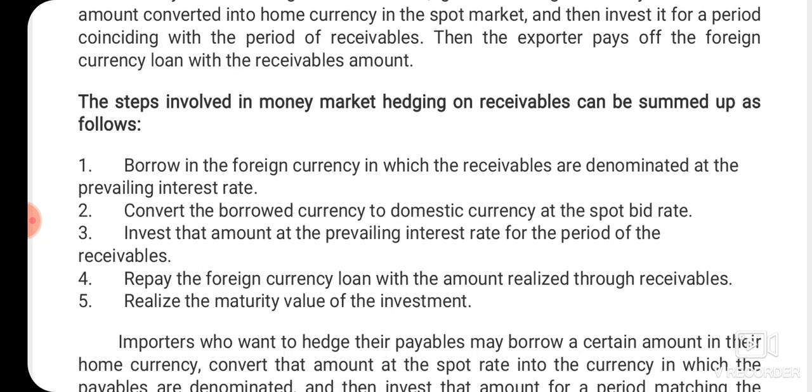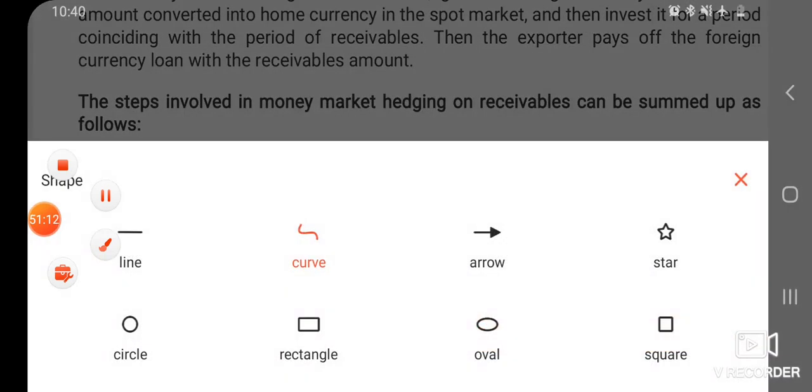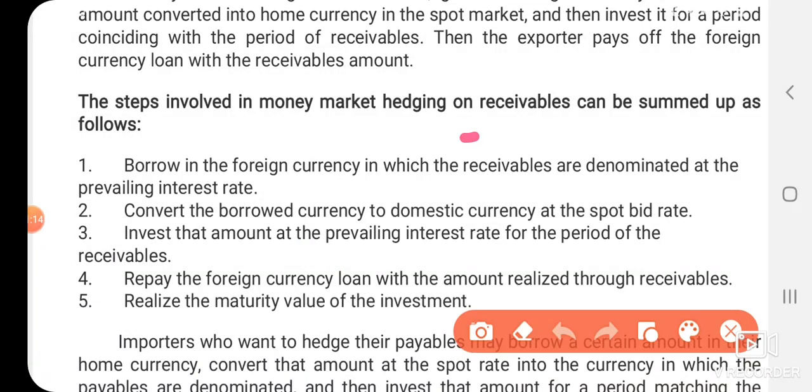Okay, see here, what are the steps involved? The steps involved in money market hedging on receivables can be summed up as follows. First of all, borrow in the foreign currency in which the receivables are denominated at the prevailing interest rate. Then convert the borrowed currency to the domestic currency at the spot bid rate.